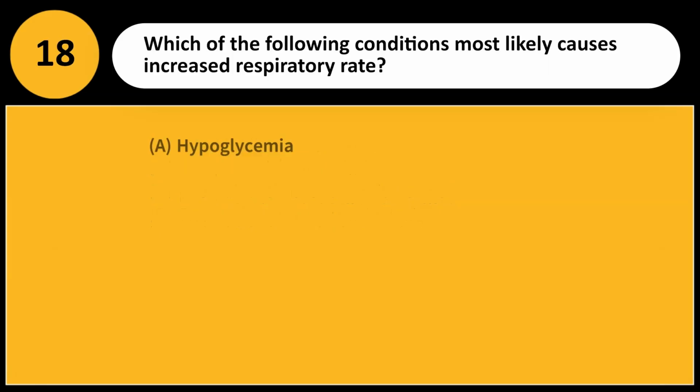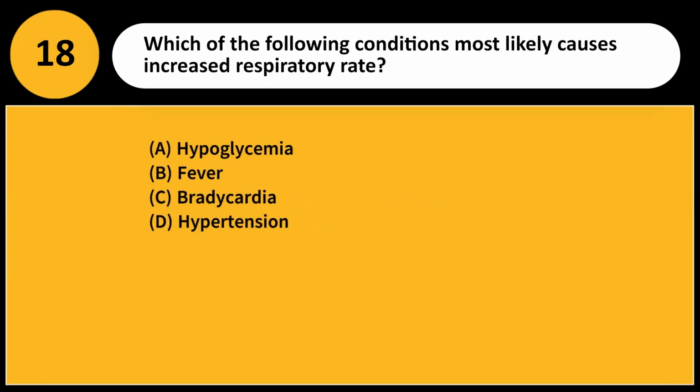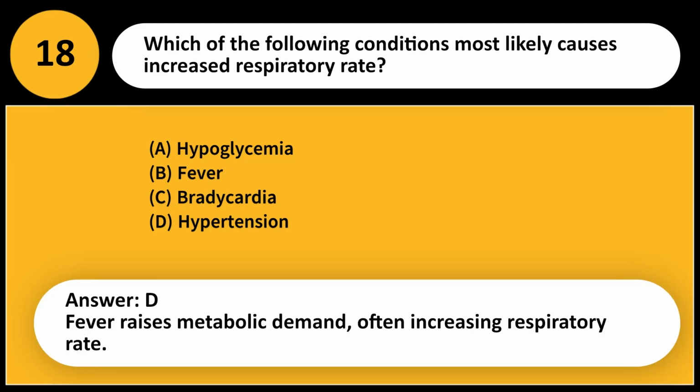Which of the following conditions most likely causes increased respiratory rate? A. Hypoglycemia. B. Fever. C. Bradycardia. D. Hypertension. Answer D. Fever raises metabolic demand, often increasing respiratory rate.